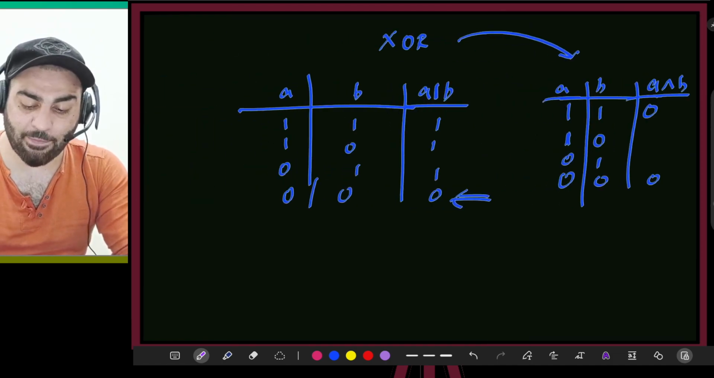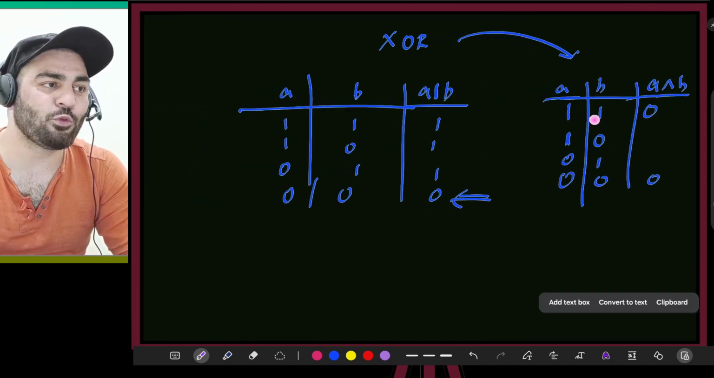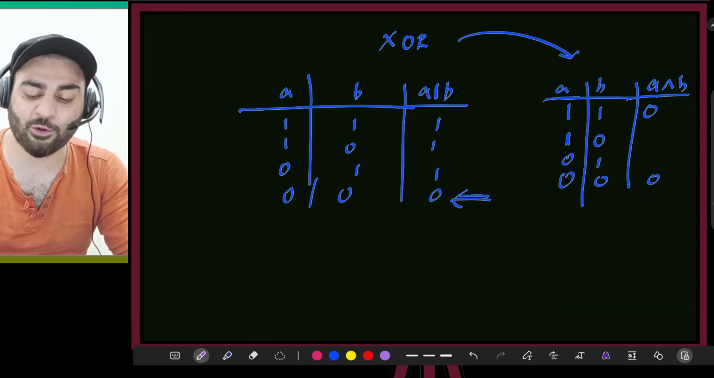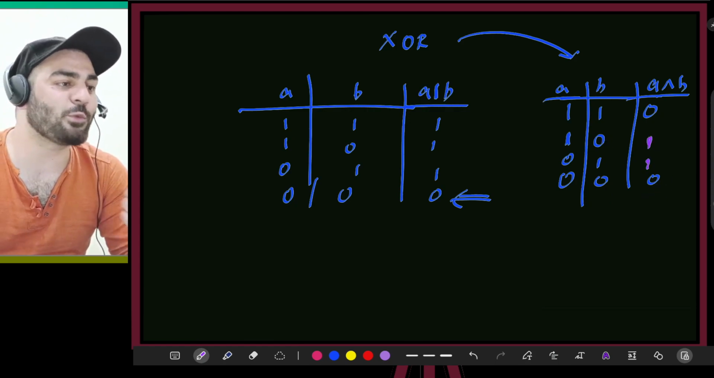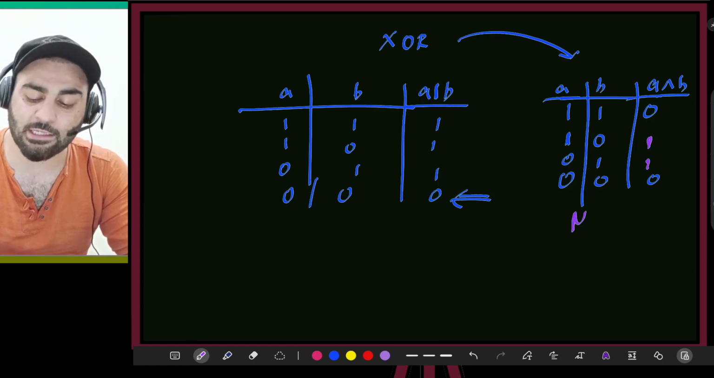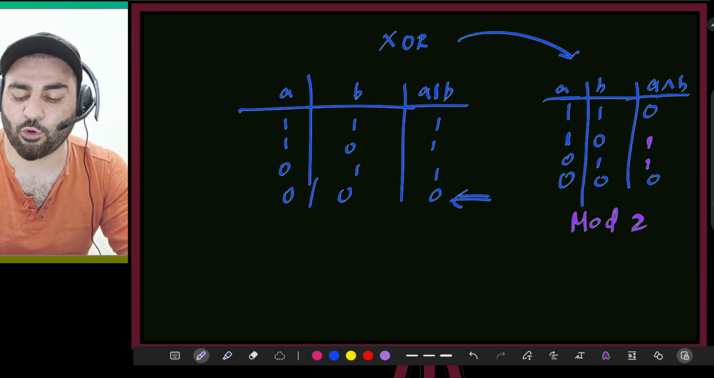If you again apply the same rule over here, 1 plus 1 is 2, 2 modulo 2 is 0. 0 plus 0 is 0, 0 modulo 2 is 0. And these are 1. 1 plus 0 is 1, 1 modulo 2 is 1. 0 plus 1 is 1, 1 modulo 2 is 1. That's why it's called a mod 2 gate, or we can call it a mod 2 operation.